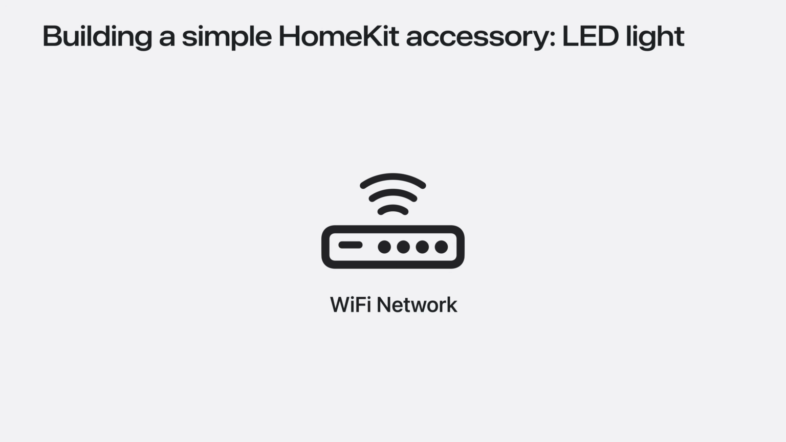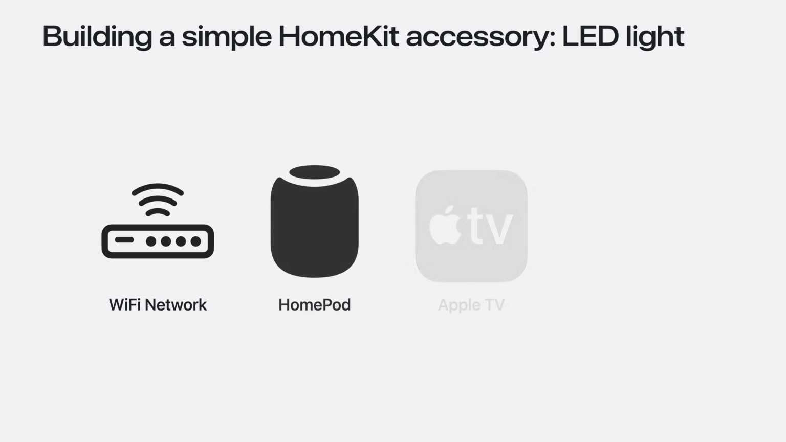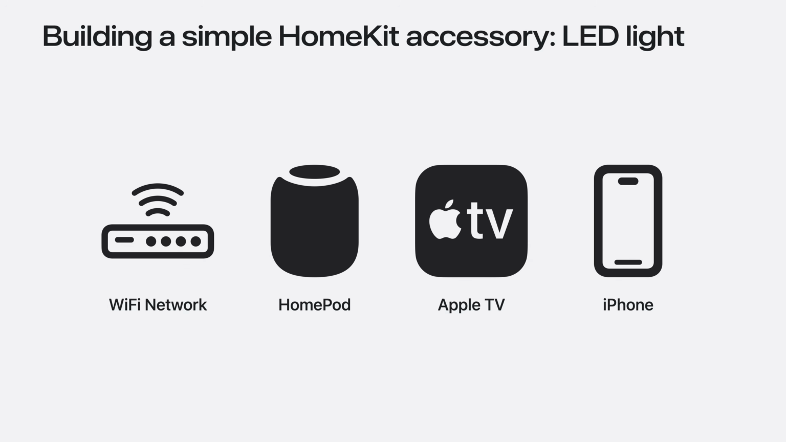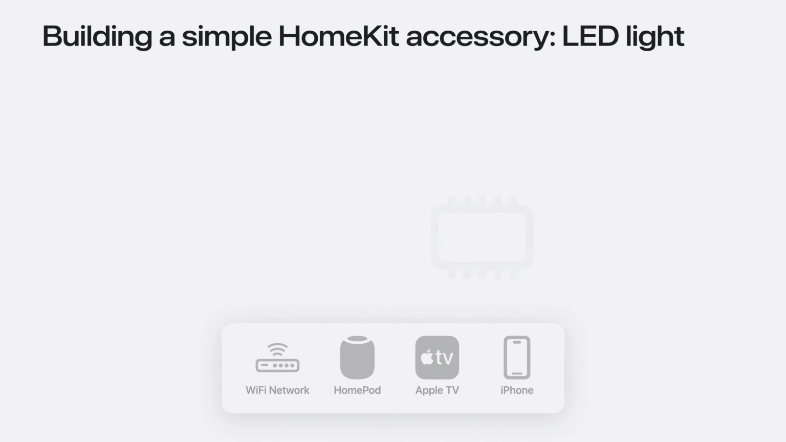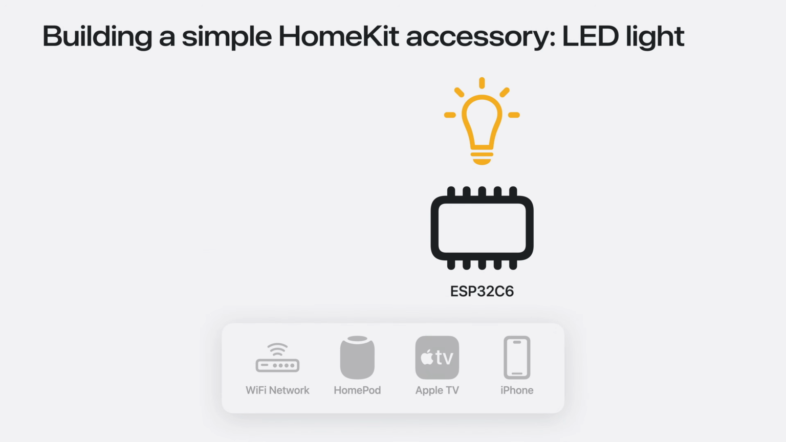In this demo, I'm going to build a prototype of a very simple HomeKit accessory, a color LED light. I will start by having a working HomeKit setup. That means a Wi-Fi network and some existing Apple devices all connected to it. I'm going to take a programmable embedded device, concretely an ESP32C6 development board, which has a RISC-V microcontroller, and it'll have a color LED attached to it.